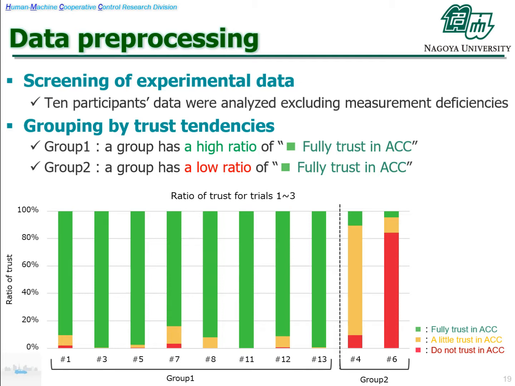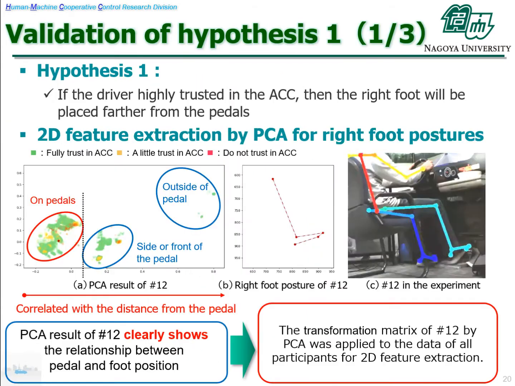Based on the above setting, finally we got the data from 10 participants, because some troubles happened in the experiments of the other 3 participants. This graph shows the ratio of trust for those 10 participants. Those participants were grouped into two groups, because participants number 4 and 6 did not fully trust the ACC most of the time, but the other participants had a high ratio of fully trusting the ACC.